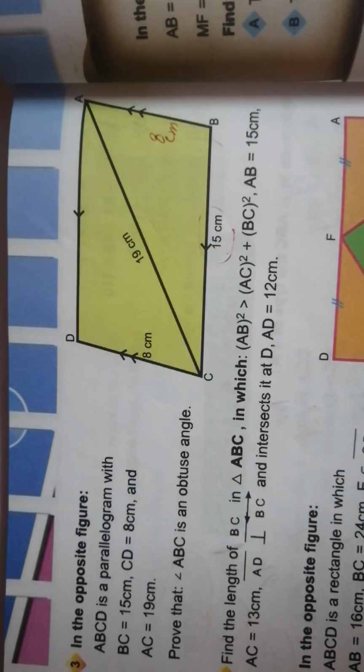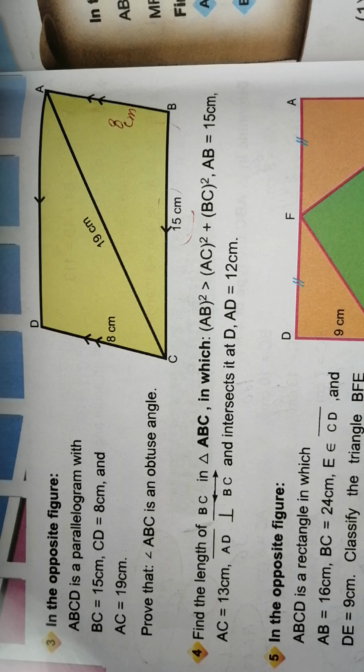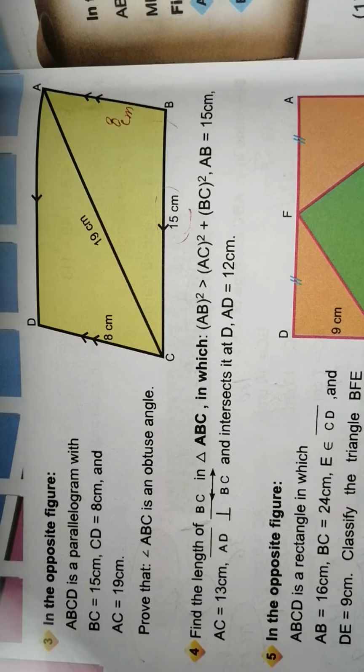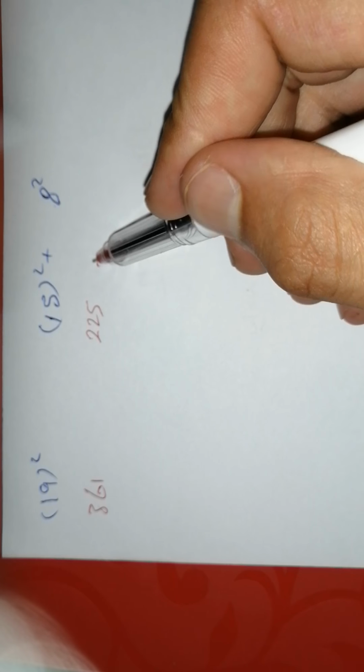That's very good. So now we want to find the squares of the three sides. We want to find the square of 19 and compare it with the sum of the squares of 15 plus 8 squared. So 19 squared is equal 361, and 15 squared is equal 225, and 8 squared is equal 64.